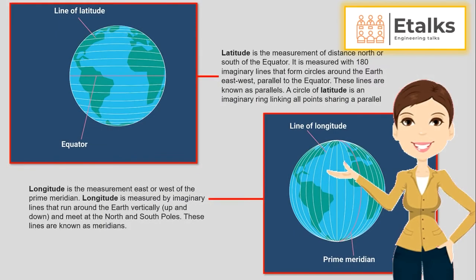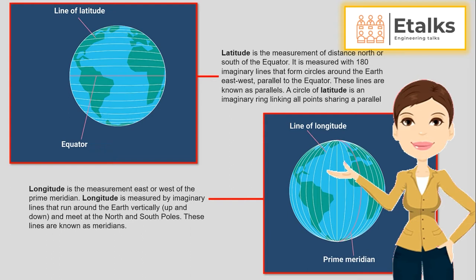Latitude is the measurement of distance north or south of the equator. It is measured with 180 imaginary lines that form circles around the Earth east-west, parallel to the equator. These lines are known as parallels. A circle of latitude is an imaginary ring linking all points sharing a parallel.